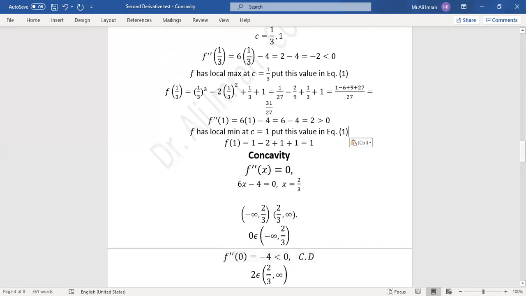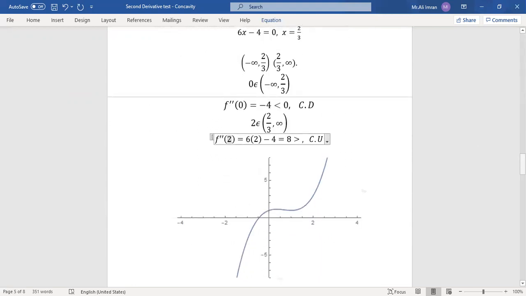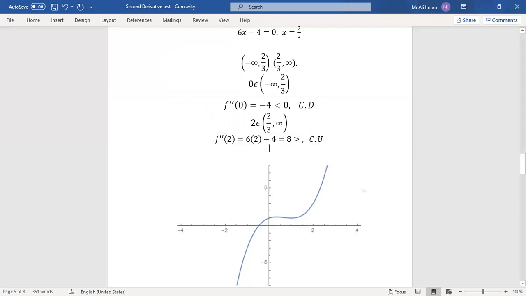Now we'll check a test value from the second interval. We have taken 2 from second interval 2 by 3 to infinity, and we put this in equation number 3. F double prime of 2 is equal to 6 into 2 minus 4, which after simplification we have 8, which is greater than 0, which signifies that in second interval function has a concave upward graph. This is concave up.